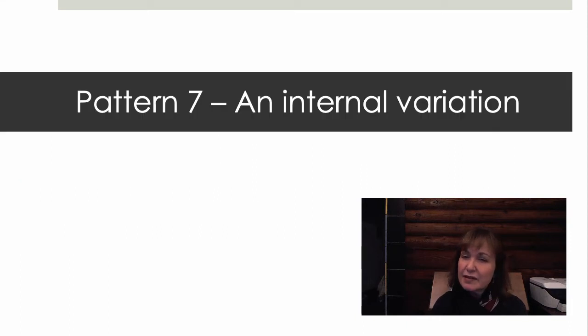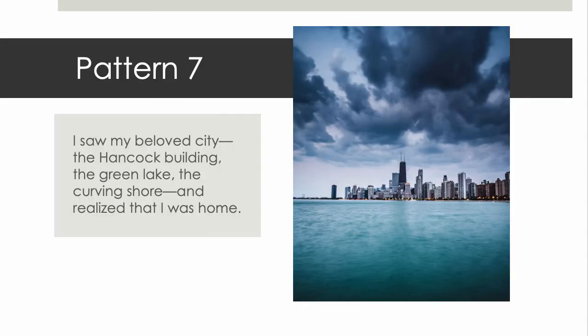Pattern 7 is going to give us a different internal variation where you'll be able to see how an appositive can work inside a sentence. Here's a sentence that is in pattern number 7. I saw my beloved city, the Hancock Building, the green lake, the curving shore, and realized that I was home.